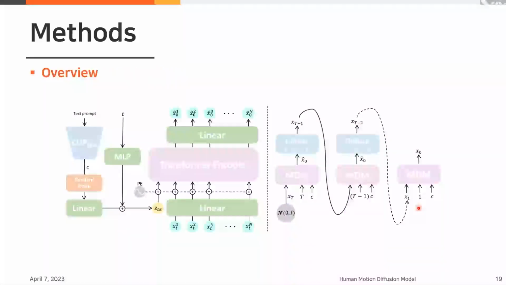And based on those techniques, the motion diffusion model MDM's overall structure looks like this. You can see the CLIP text encoder to allow for text-conditioned generation, and the architecture is mostly based on the transformer, which is purported to deal with sequential data.